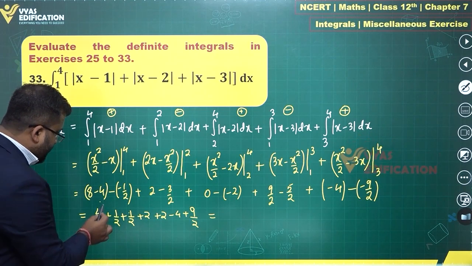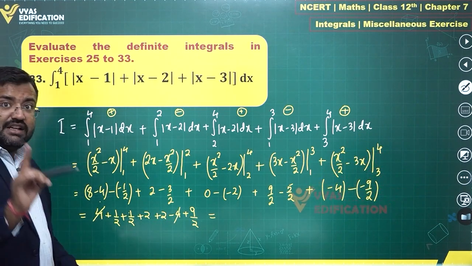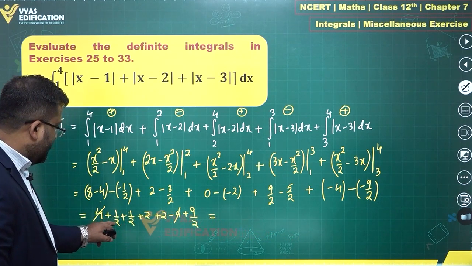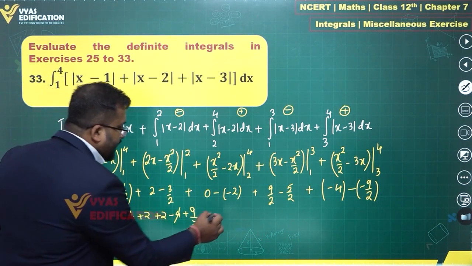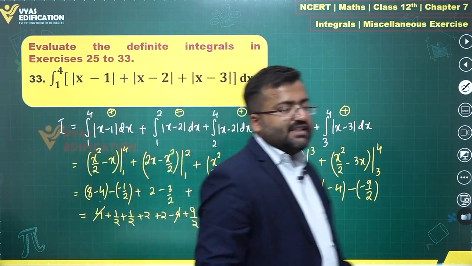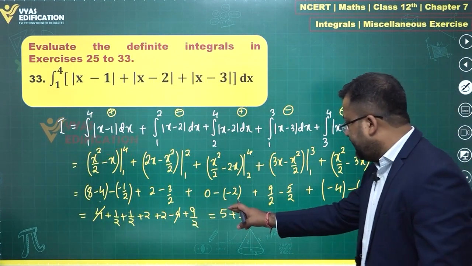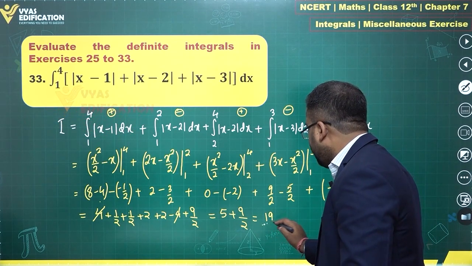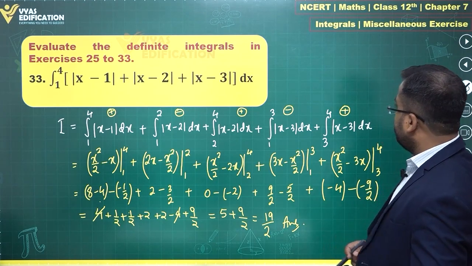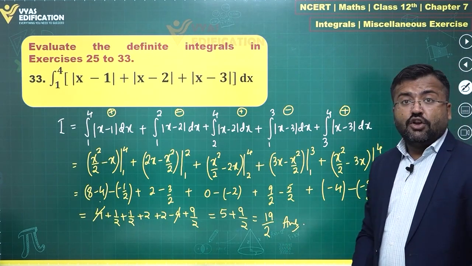So what does this simplify into? This 4 goes away with this 4. That's the first thing that you observe. Then you have 2 plus 2, 4, plus 1, 5. 5 plus 9 by 2 is what I have. What is this 5 plus 9 by 2 equal to? This is 5 2s are 10 plus 9, 19 by 2. That is my correct answer for this 13th question, as you can see over here in this question.